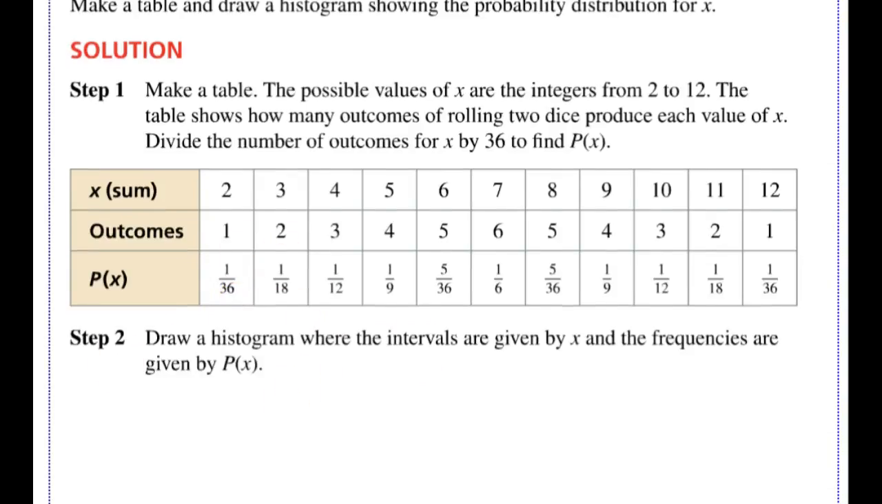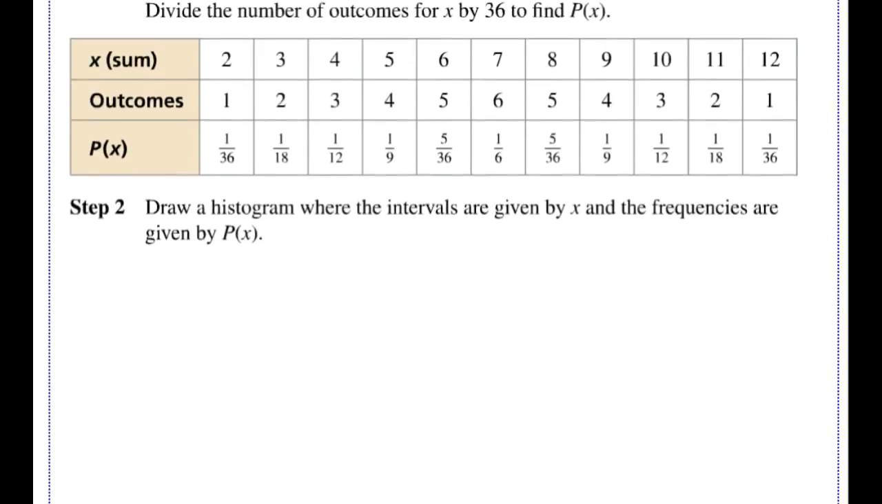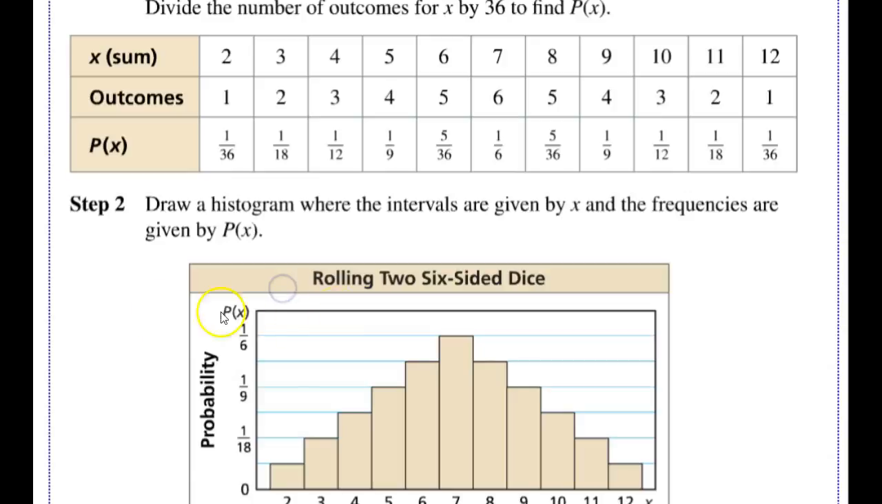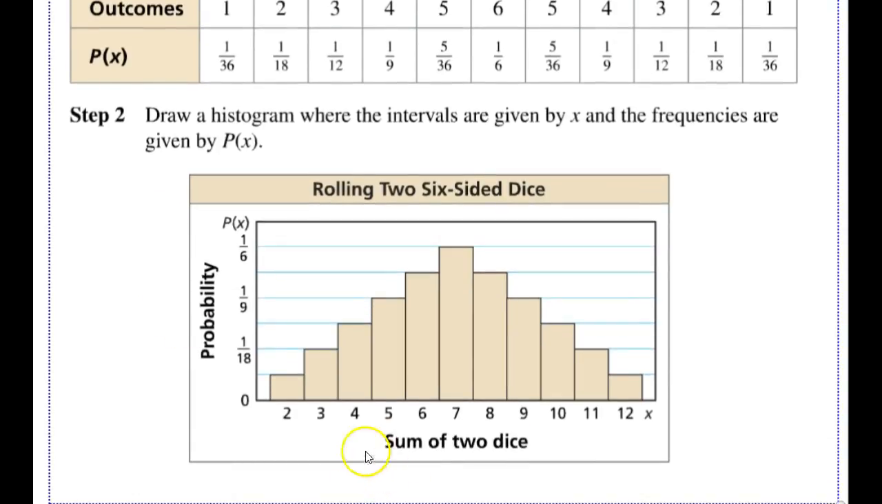So the next step, I was asked to draw a histogram where the intervals are given by x and the frequencies are given by p of x, my probability. So here's my histogram. You'll see that my intervals are down here for the sum of my dice: 2, 3, 4. This is the sum, and this is my probability. Okay, so now I've done what I was asked to do. I figured out how many outcomes satisfy the condition, and then I figured out the probability, and I want to leave these as fractions. I found the probability of that happening. Then I can just use this to draw a quick histogram.